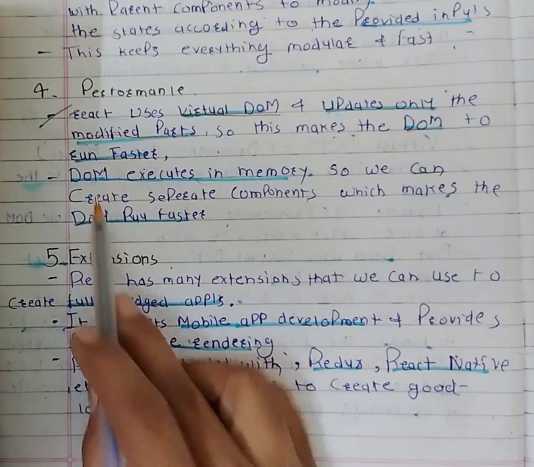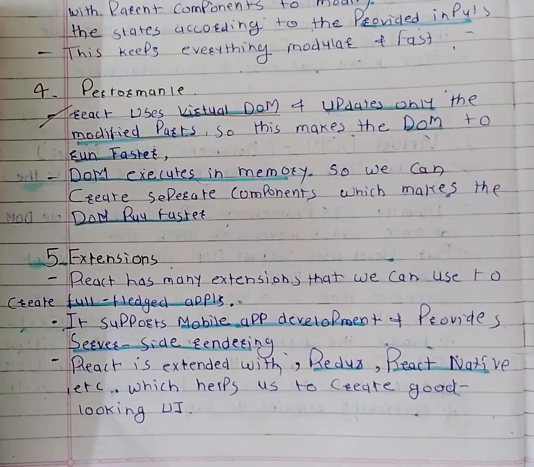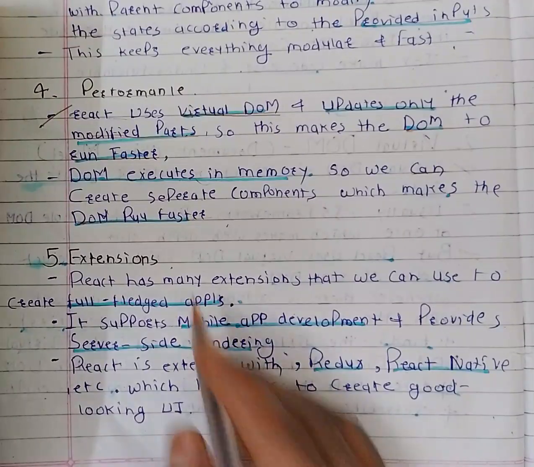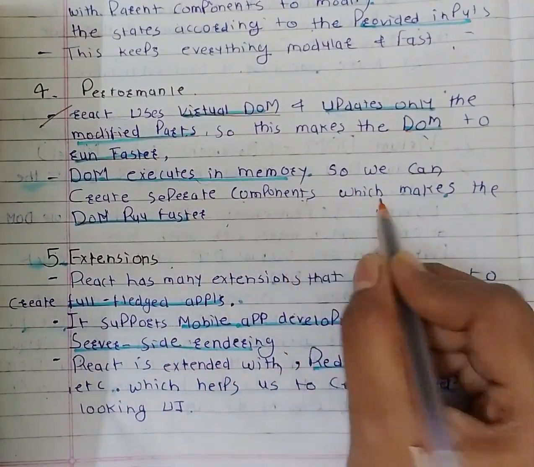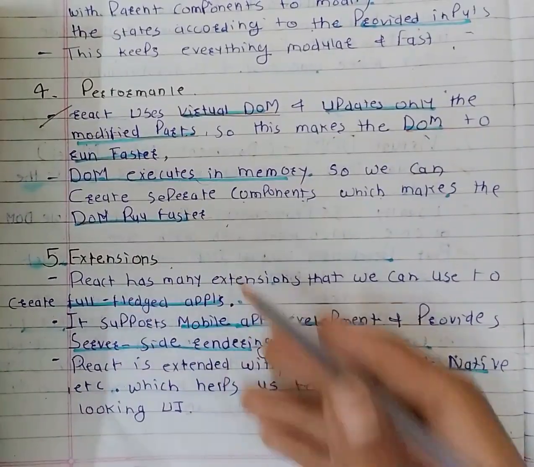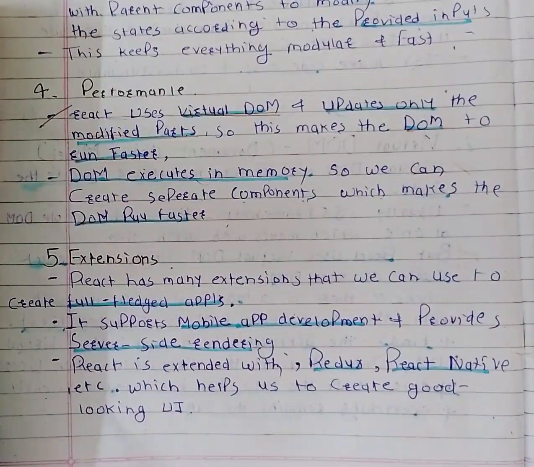Then the next reason which gives React good performance is that the DOM executes in memory. We can also create separate components, which makes the DOM run faster. These are the things which give React good performance.